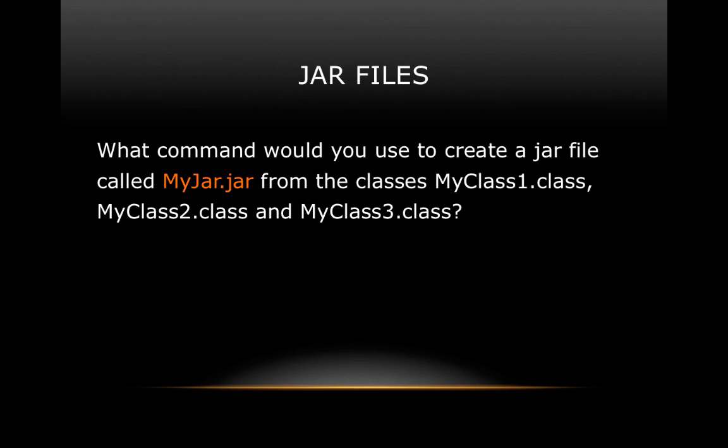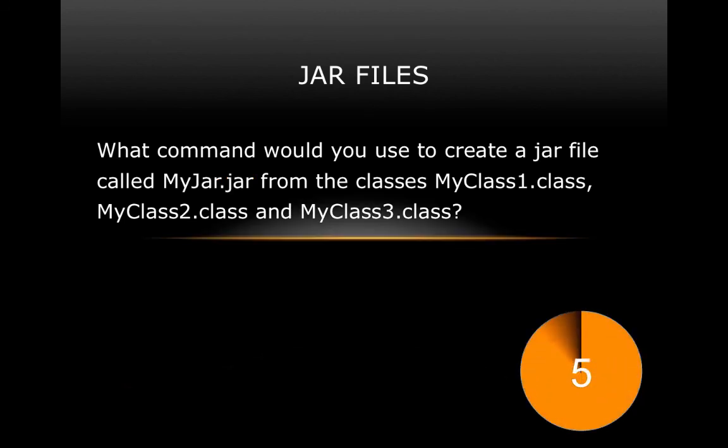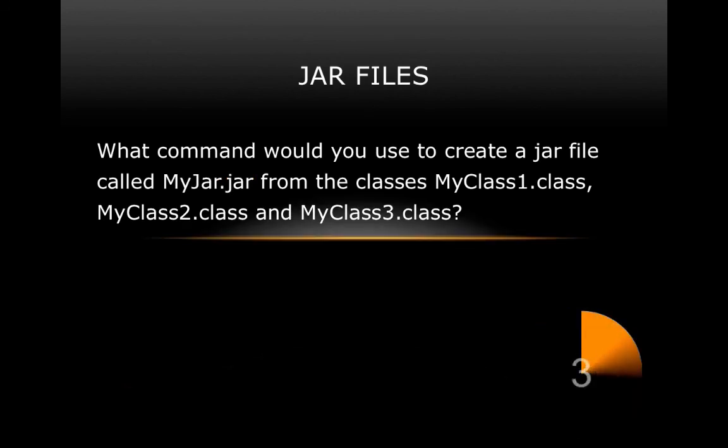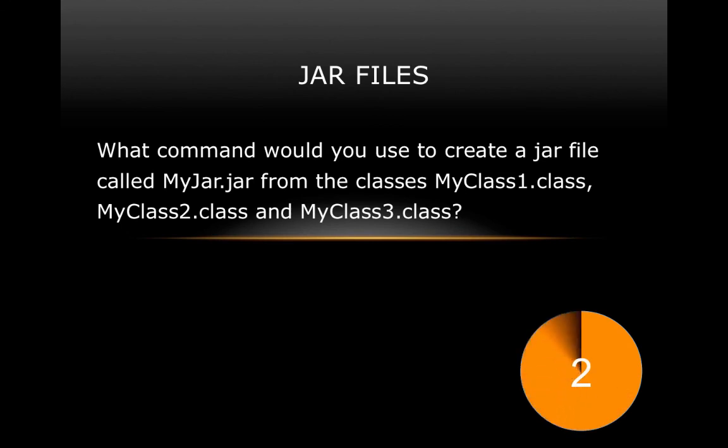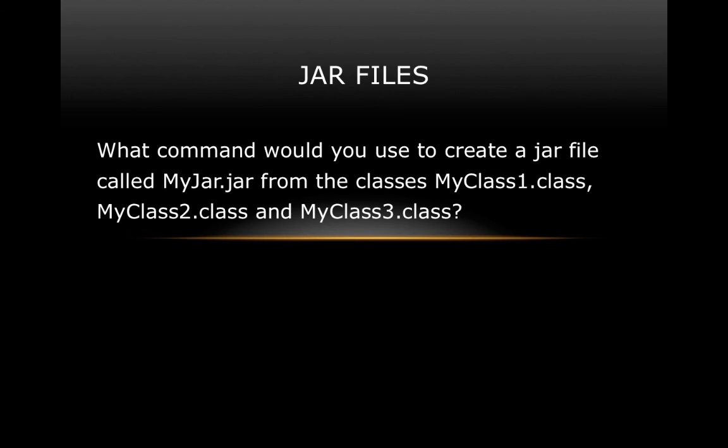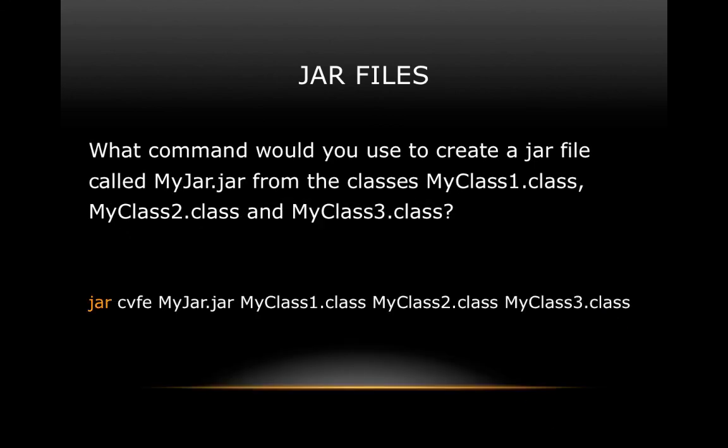What command would you use to create a jar file called myjar.jar, from the classes myclass1.class, myclass2.class, and myclass3.class? Once again, you would run jar with the cvfe option. myjar.jar is the name of the jar file you are making, and the list of all the classes you will include in the jar are also included on the command line.